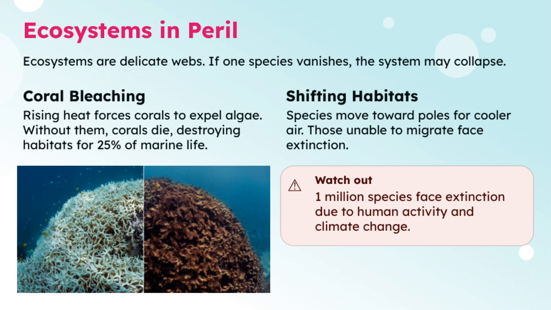One major example is coral bleaching. Corals have a close relationship with tiny algae that live inside them. These algae provide corals with food and color. When ocean temperatures rise, corals become stressed and expel the algae. This causes the coral to turn white, which is called coral bleaching. If temperatures stay too high for too long, the coral can die.